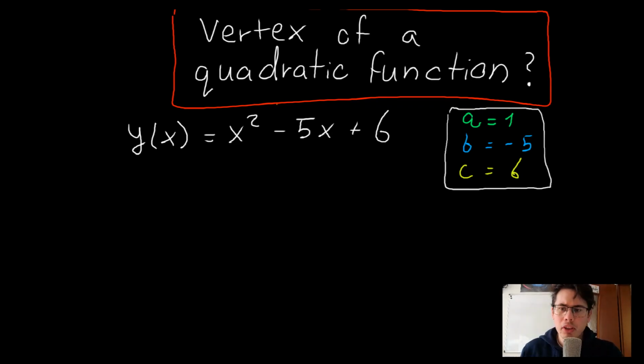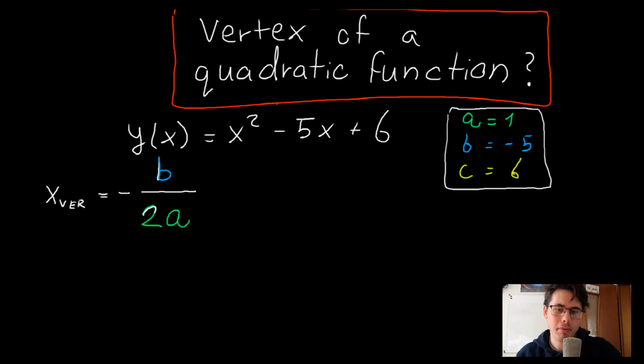Where's the vertex? For now, we can only memorize. I'm not going to prove it to you. I'll definitely prove it in some other video of proof. The position where the vertex is, we can call it x vertex, I guess we can use x ver, is always minus b, now let's go with the blue b, divided by 2a. And the 2 can be in white.